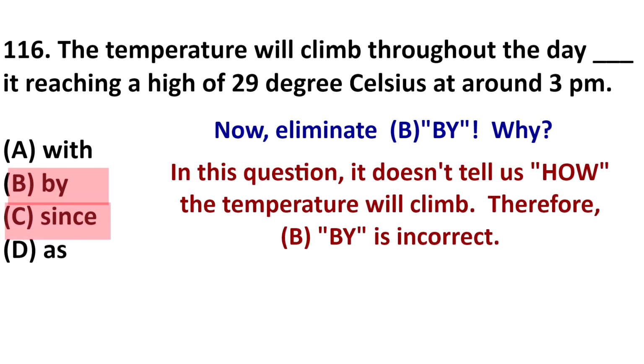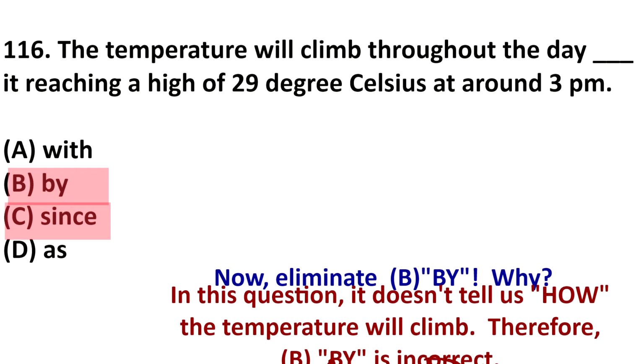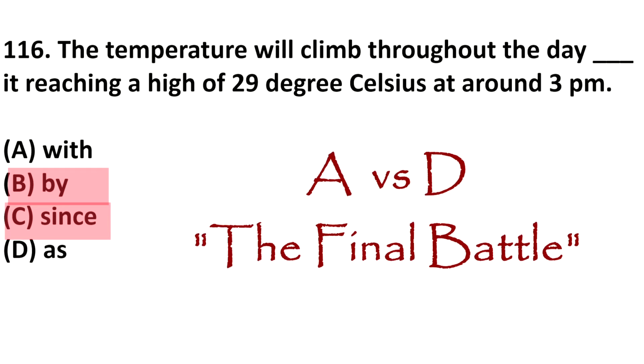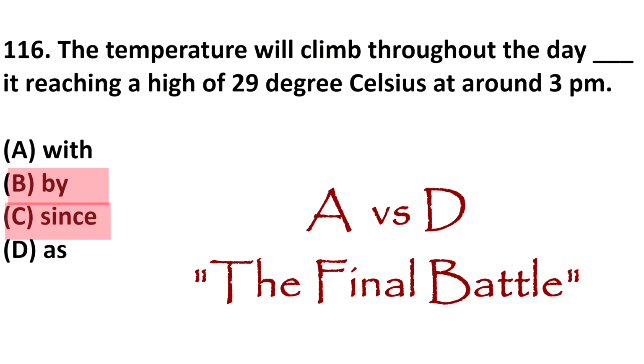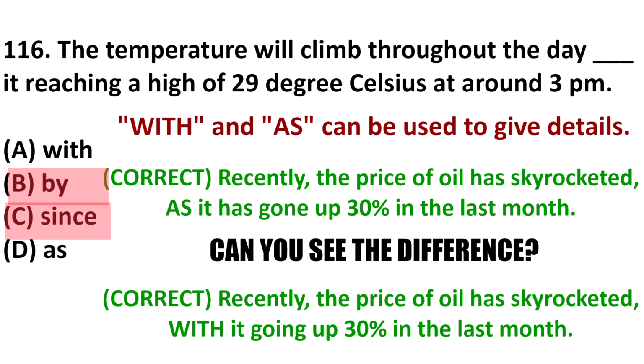Okay. In this question, it doesn't answer the question, how will the temperature climb? It doesn't tell us how, so it's not going to be by plus verb ing. So we can eliminate by. So now we have with and as. Both of these words can be used to give details. Let's look at a couple examples.